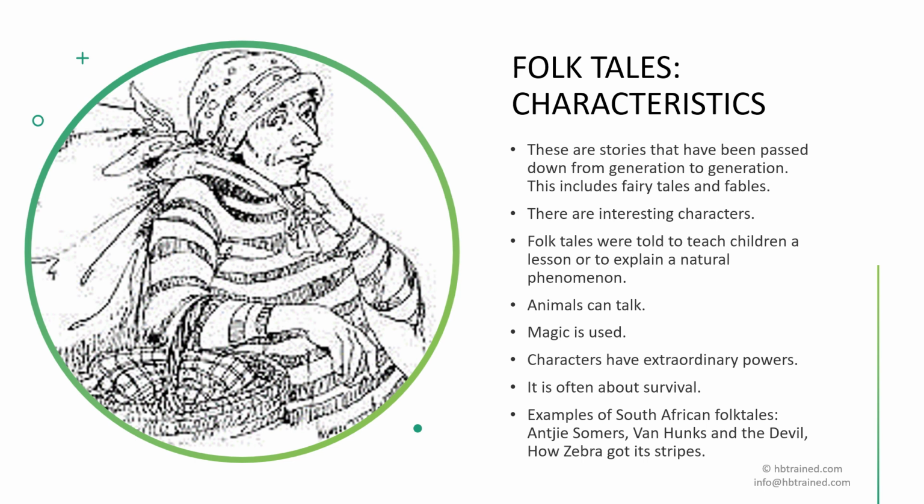Folk tales, characteristics. These are stories that have been passed down from generation to generation. This includes fairy tales and fables. They are interesting characters. Folk tales were told to teach children a lesson or to explain a natural phenomenon. Animals can talk. Magic is used. Characters have extraordinary powers. It is often about survival. Examples of South African folk tales are Auntie Somers, Van Hunks and the Devil, and How Zebra Got Its Stripes.